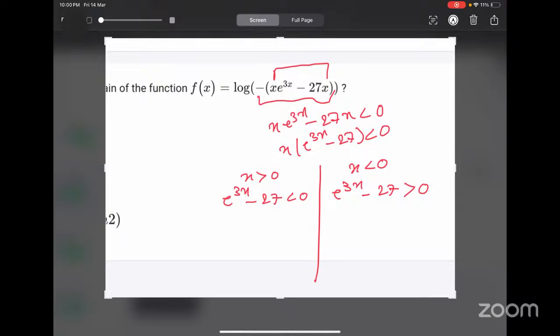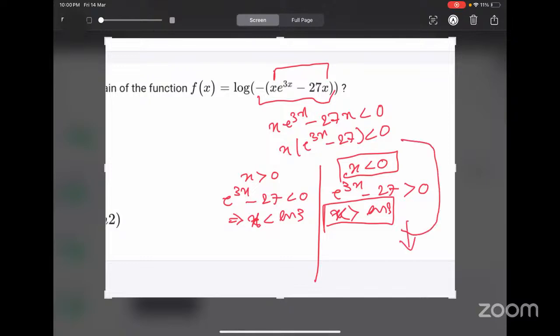Yes, ma'am. Okay. Then if I solve this equation, we will get x is less than ln 3, and from here we will get x is greater than ln 3. Now, here x is less than 0 and x is greater than ln 3. Is it possible together? ln 3 is a positive number, right? So x cannot be negative and positive together, right? So for this case, we will not find any solution. So this is what we cannot consider, right?